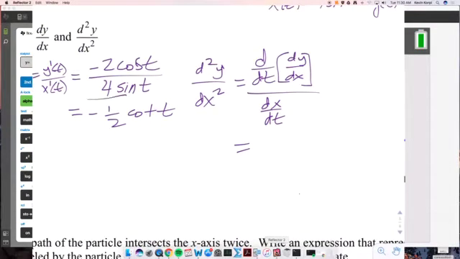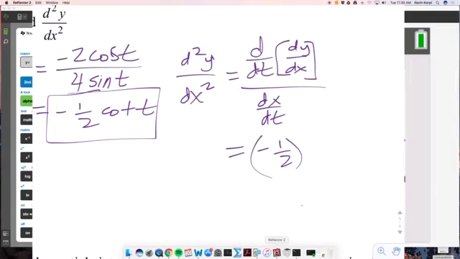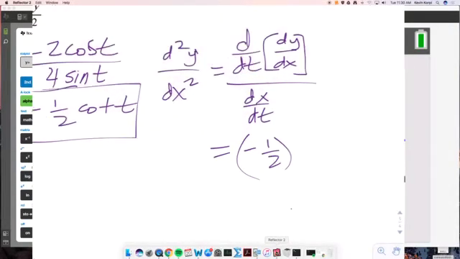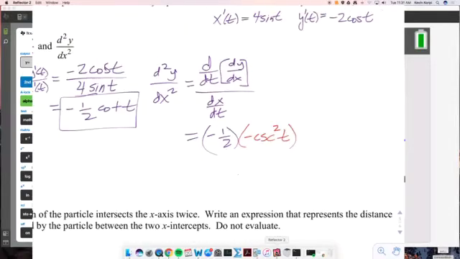All right, so this is where simplifying your derivative could pay off. So you don't have to use the quotient rule. So negative 1/2 goes along for the ride. What is the derivative of cotangent? Yeah, negative cosecant squared. So there is the derivative of what we got for dy/dx.